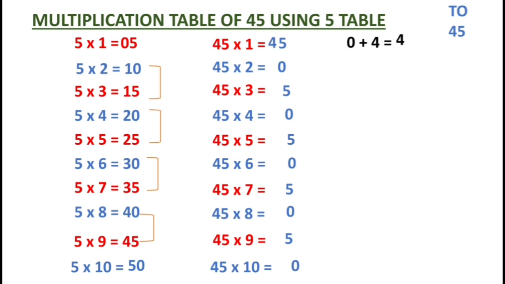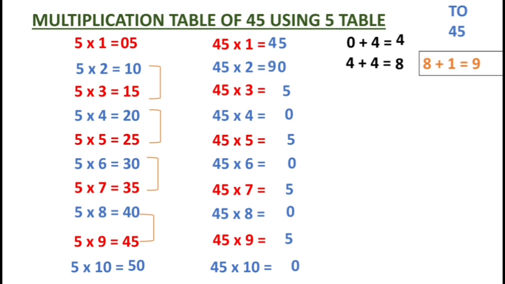45 ones are 45. Now 4 is the sum, plus 4. 4 is the sum we got from 0 plus 4. Plus 4 we will do because we are writing the 45 table. That is really important, which you should remember. 4 plus 4 is 8. But here the tens place is changing from 0 to 1. 5 ones are 5, 5 twos are 10. We will add plus 1. 8 plus 1 we get 9.